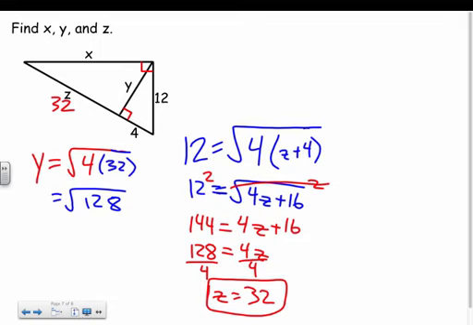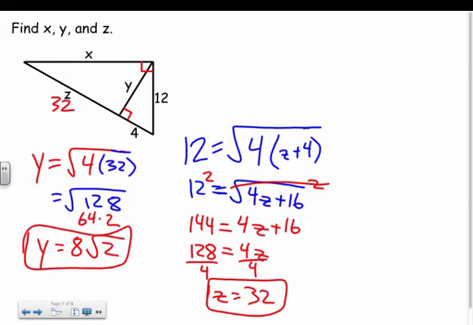36. Doesn't work. 120. Oh, 64, right? Isn't that half of it? 64 is a perfect square, so 64 times 2. So the square root of 64 is 8, and the square root of 2 is just square root of 2. Can't do anything with that. Very good. And we still got one left.